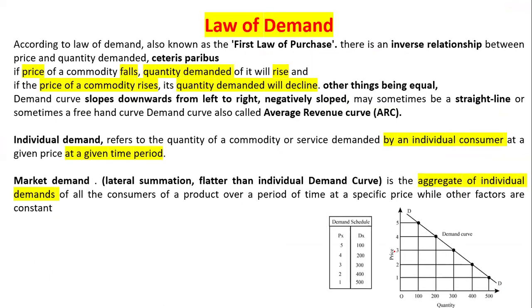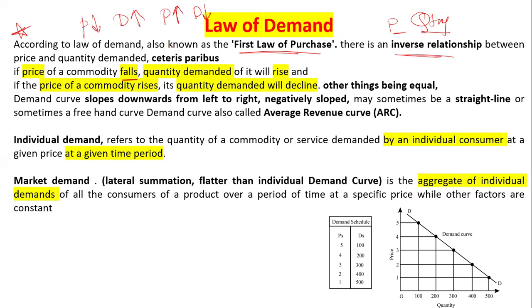Now let's discuss the law of demand. This is important. The law of demand is also known as the first law of purchase. There you can see the inverse relationship between the price and the quantity, under ceteris paribus. If the price of the commodity falls, demand for the commodity rises. If the price of the commodity increases, demand for the commodity decreases. This is known as the law of demand.